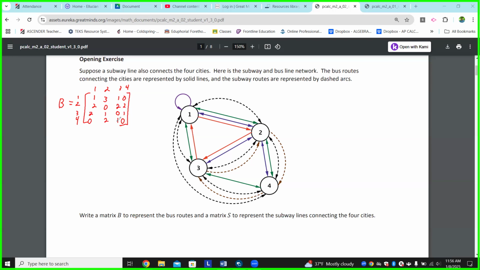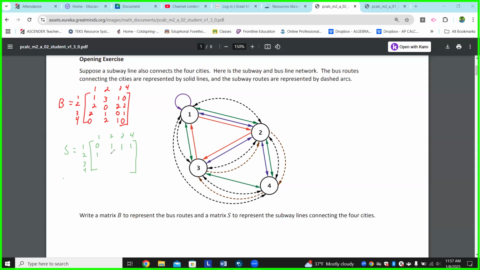Anyone have any questions on yesterday on that? All right, let's check our subway. Again, still got 4 cities, so if it helps to do your labeling, by all means. Again, this time we're going to pay attention to the dotted lines. So from 1 to 1, 0 this time. 1 to 2, 1 to 3, 1 to 4, 1. So we see this long dotted line going way over there. Perfect.